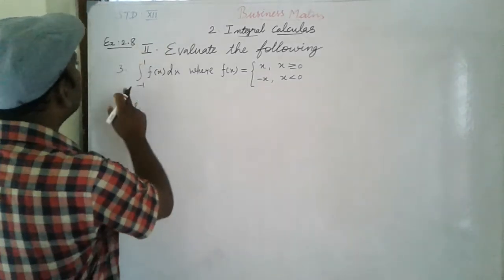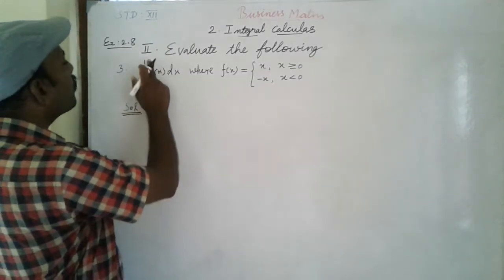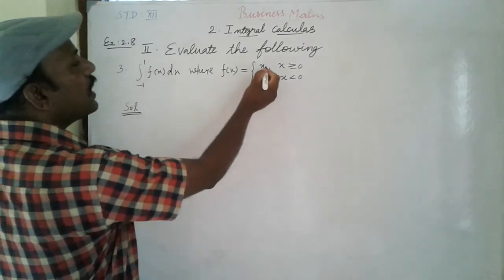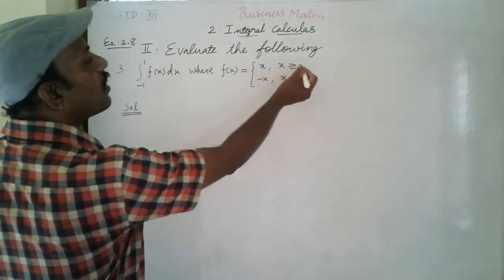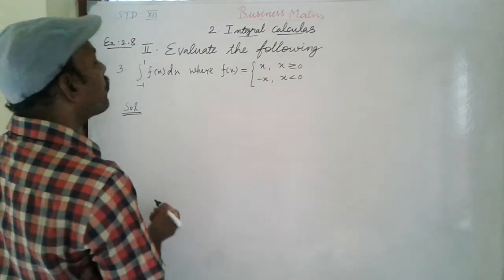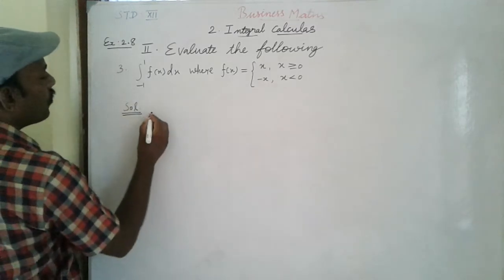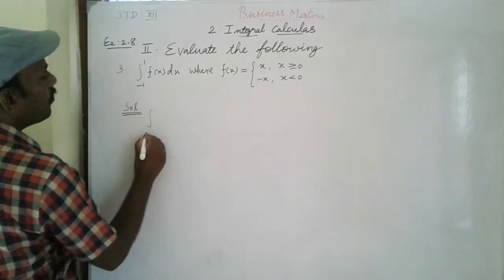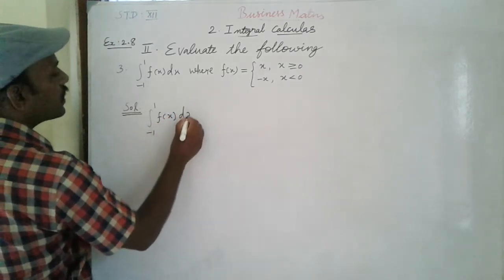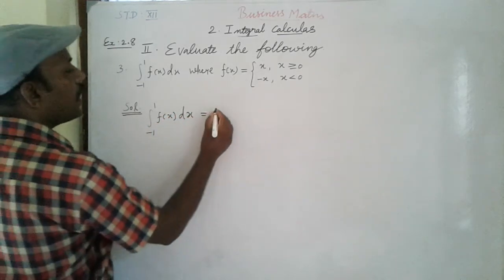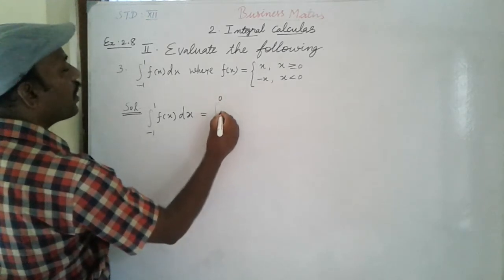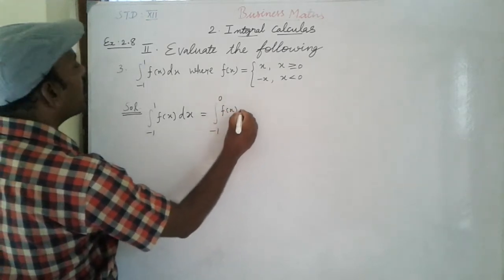Next is 2.8, third sum. Integral minus 1 to plus 1 f of x dx, where f of x is equal to x for x greater than or equal to 0, and minus x for x less than 0. So we should substitute this formula. Integral minus 1 to 1 f of x dx equals integral minus 1 to 0 f of x dx.